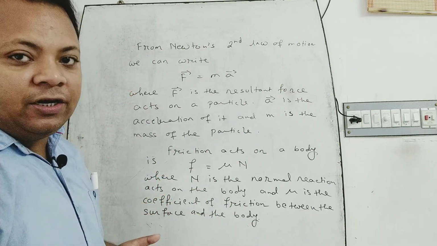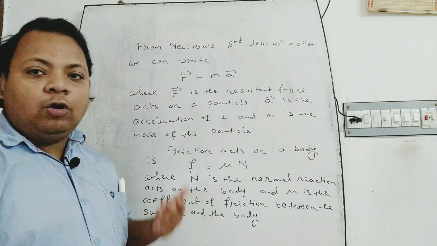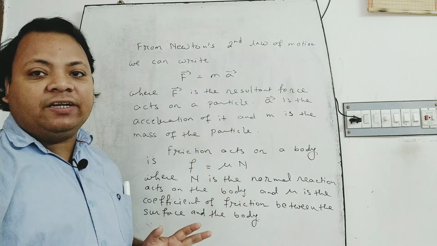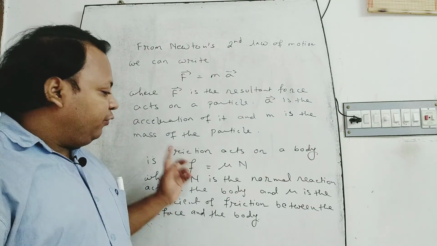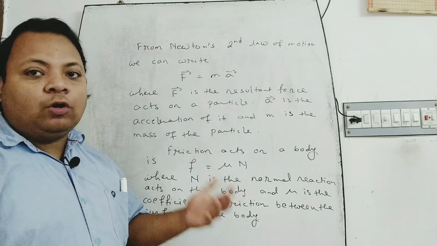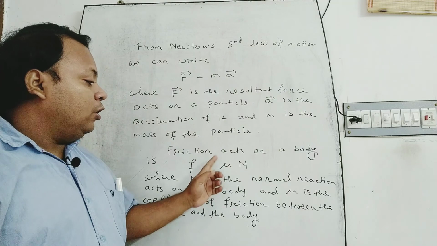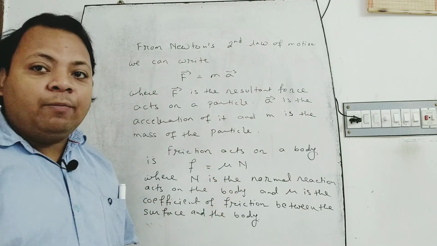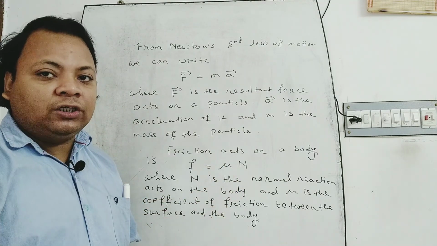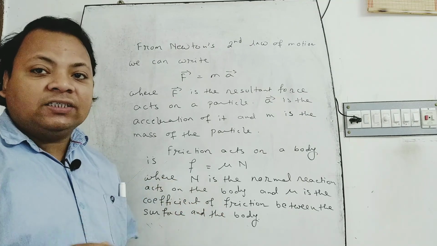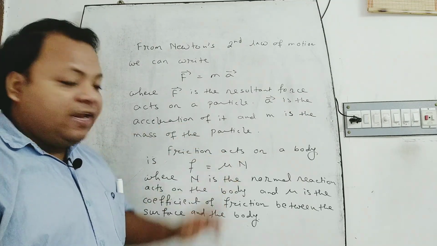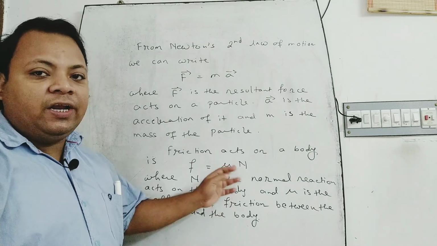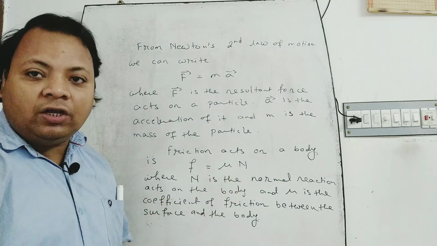About friction, we know that friction always acts against the relative motion between the body and the surface. The friction acting on the body is equal to mu into N, where mu is the coefficient of friction between the body and the surface on which the body is placed, and capital N is the normal reaction acting on the body.